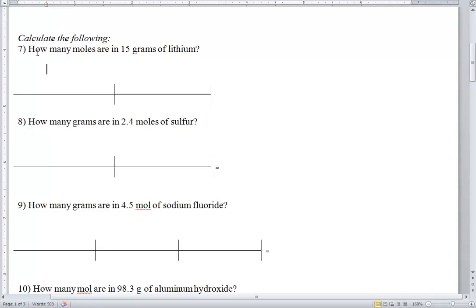So let's read that. How many moles? Stopping right there tells me I want to end up at moles. I can't start with moles because I have to end up there. How many moles are in 15 grams? There you go. That's my start. Grams of lithium. If I have grams of lithium, I can then convert that to moles of lithium.